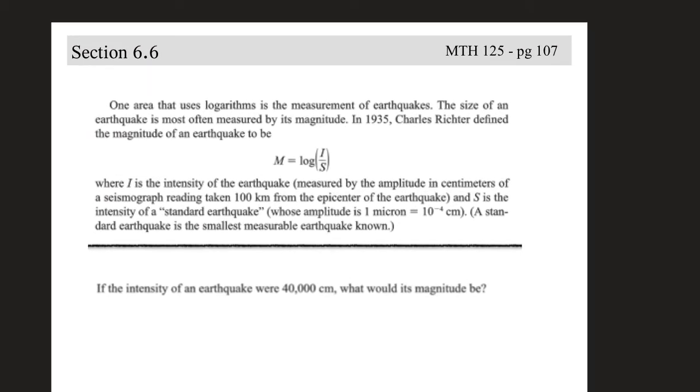Real life scenarios when you're dealing with log equations include using logs as a way to measure earthquakes. The size of an earthquake is most often measured by its magnitude. In 1935, Charles Richter defined the magnitude of an earthquake to be this simple formula here. Magnitude equals log of I divided by S. I stands for the intensity of an earthquake.